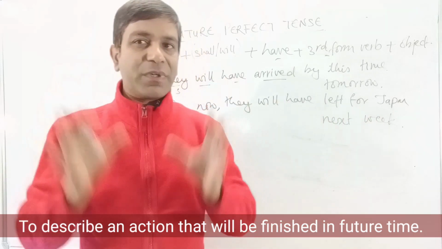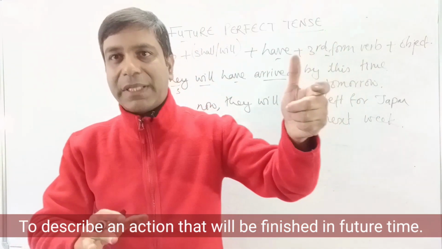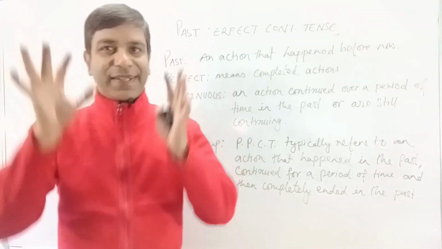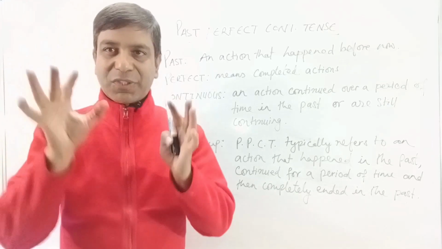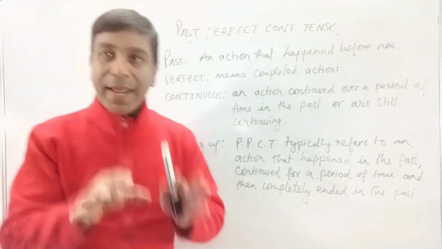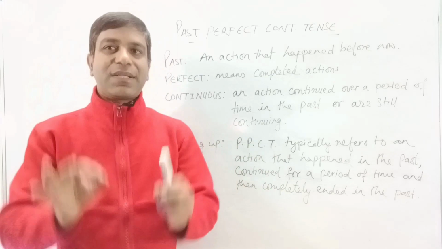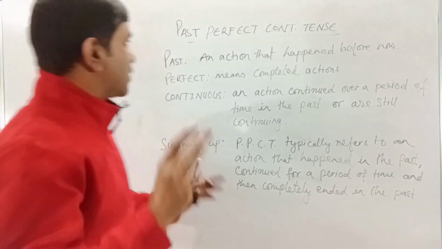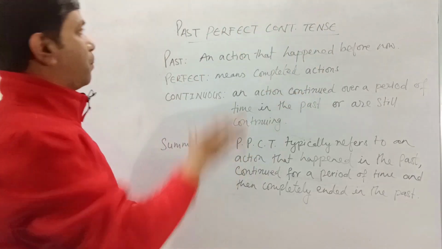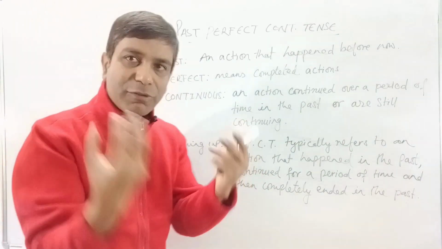We use future perfect tense to describe an action that will be finished in future time. Isn't it very simple? Let's go ahead. And the next is past perfect continuous tense. What is past perfect continuous tense and when and how is it used? Let's take a look at this. First, let us try to understand the entire topic, past perfect continuous tense, by breaking the words into fractions.